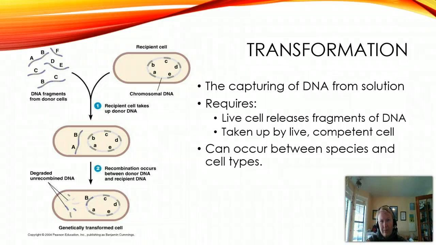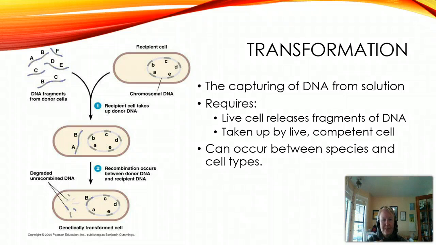Not all cells are capable of doing this at all times. So that's one aspect of it. Just because we release these DNA fragments into a solution doesn't mean that all recipient cells will take it up. So it's not a 100% transformation rate. So once the cell brings the DNA into the cell, it'll then use that to incorporate information into its own genome and use that to become a genetically transformed cell.